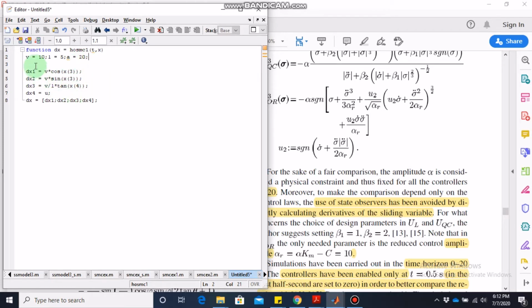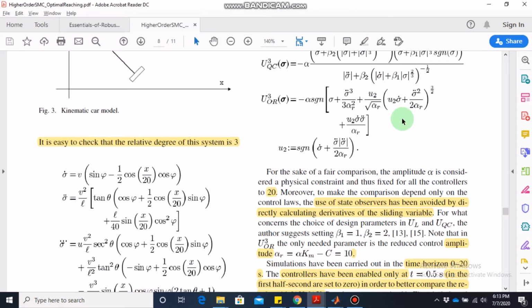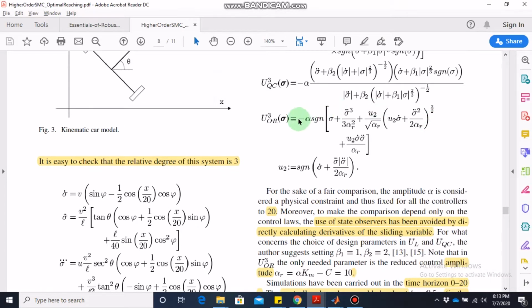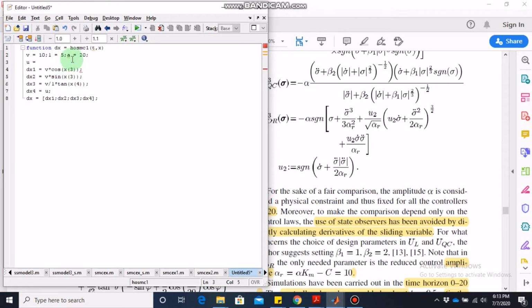And then we have to define the u is equal to, you can see here, I just push it a little bit on the side. So this is the control law that I am going to write in the MATLAB code. So this is equal to minus alpha, which is a in our code, times sine. So sine function in MATLAB is sign, sign of this whole thing in the brackets.